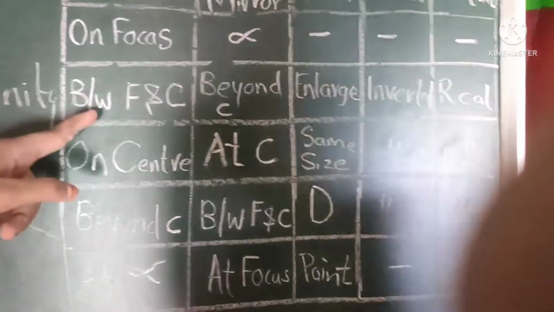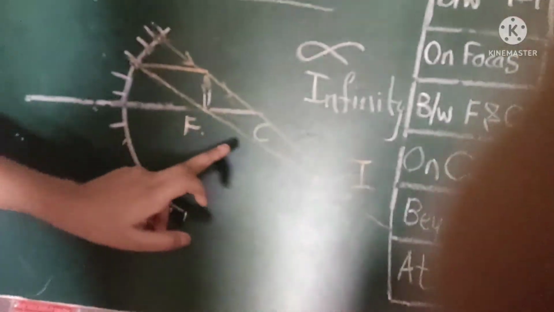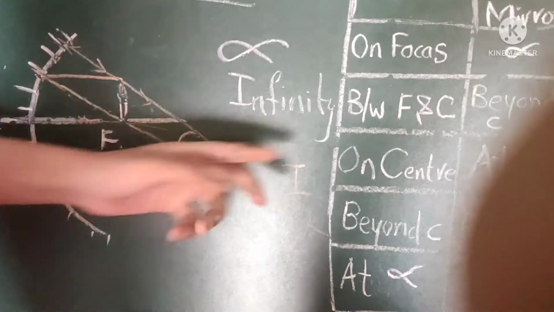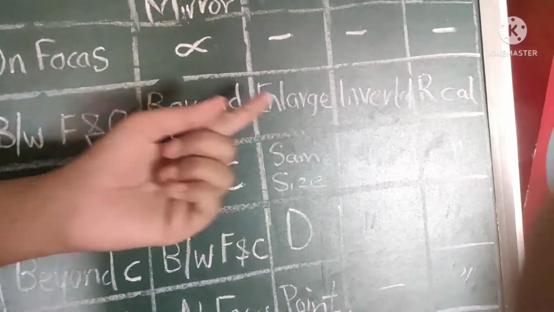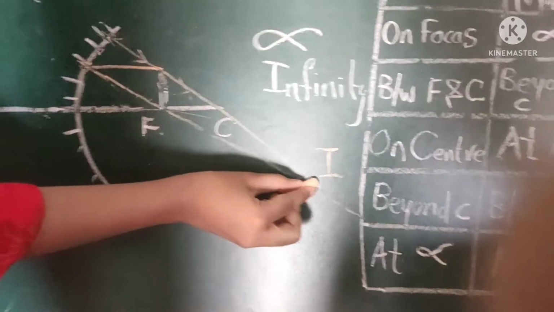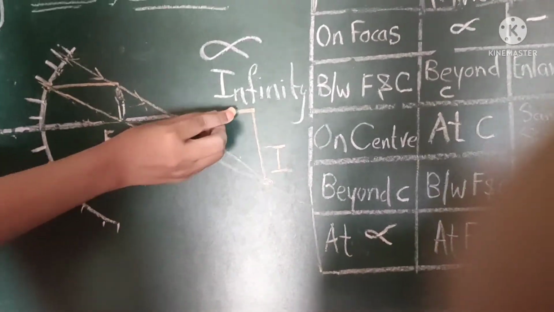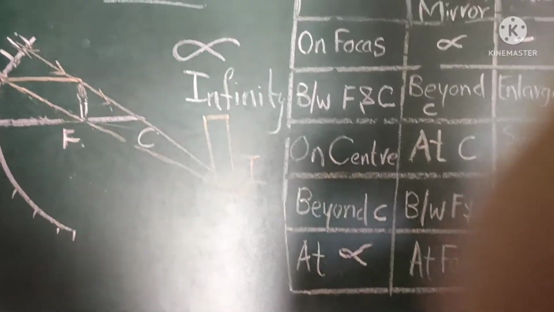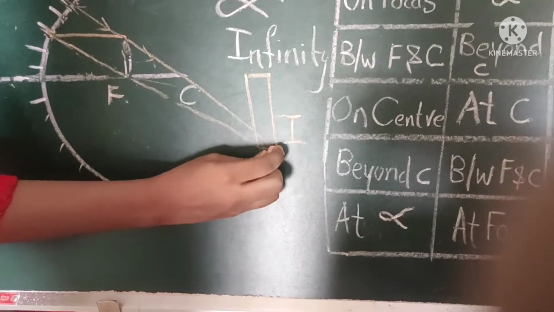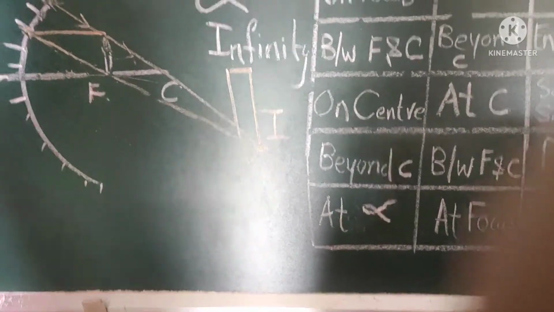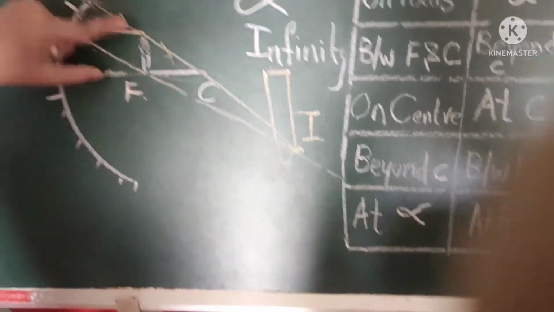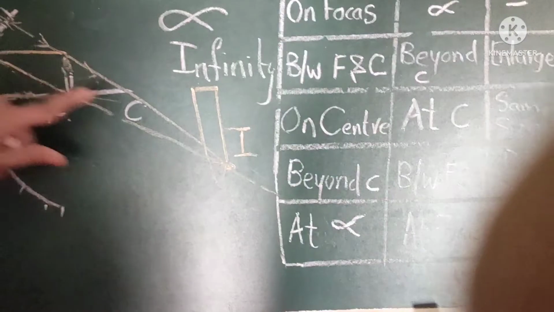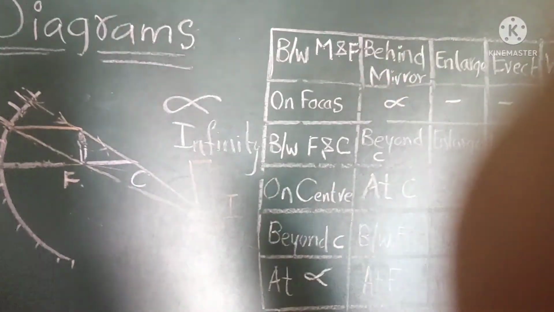So now let's observe the table between focus and center of curvature. Focus, center, and this is the image, object. So image would form beyond the C. So how is the image? It is enlarged. The object was small, the image is big. So we call it as enlarged image. Now it is inverted. Yes, here it is inverted because real images are always inverted. It's real. Yes, nature is real. It is formed in front of the mirror.